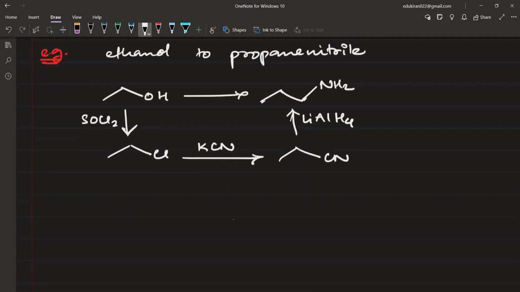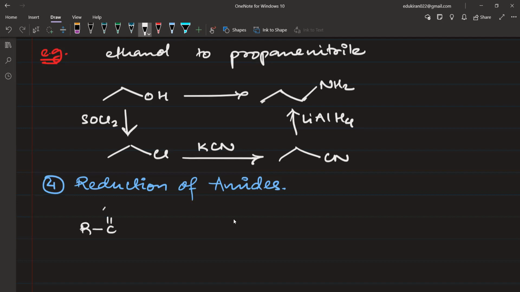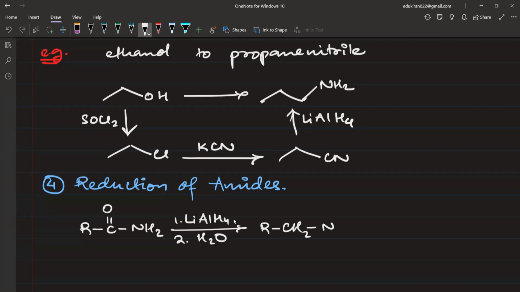Okay, moving on. Write the fourth method of preparation. Reduction of amides. You have simple RC double bond O NH2. You react this with LiAlH4. And then add water. You will get R CH2 NH2. Okay? Just don't add plain water directly.